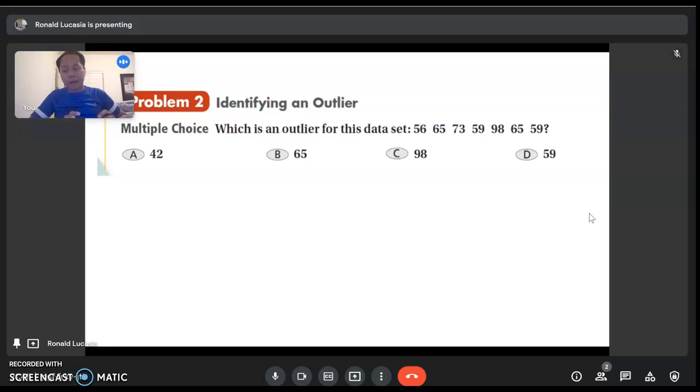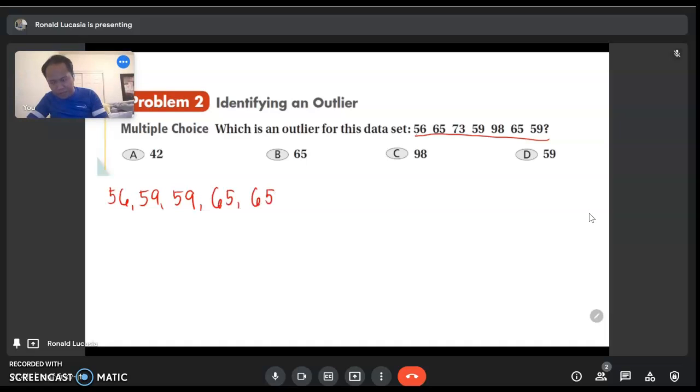So to solve for the value that is substantially different, or the outlier, you have to arrange the data in ascending order from smallest going to the biggest value. So I'm going to arrange this data. That is going to be 56, and then I have 59, 59, and then 65, 65, next is 73, and then 98. Okay, that's the ascending order of the set of data.